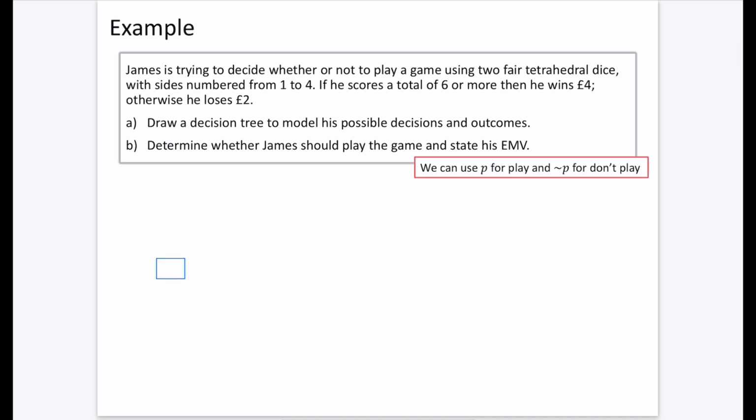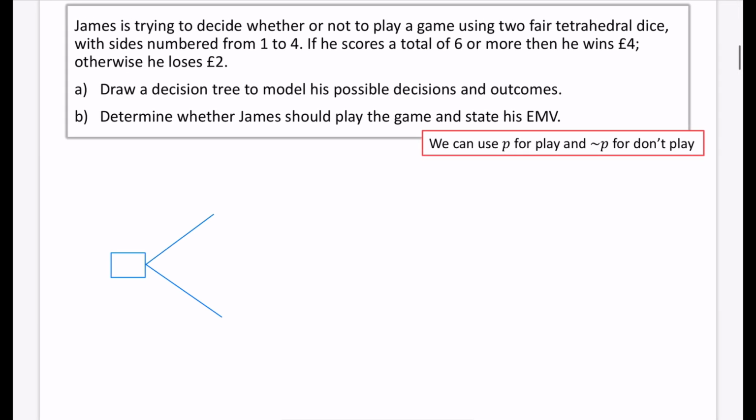And so he's making this decision, so I'm going to put a box in there, and I'm going to say that there are two decisions that he can make when deciding to play the game. He can either choose to play the game or not to play the game. So if he's going to play the game, then this would be a letter P. And for not playing the game, we can put a little squiggle in front of it for saying, don't play the game. And then we've got these two different options of what's going to happen next.